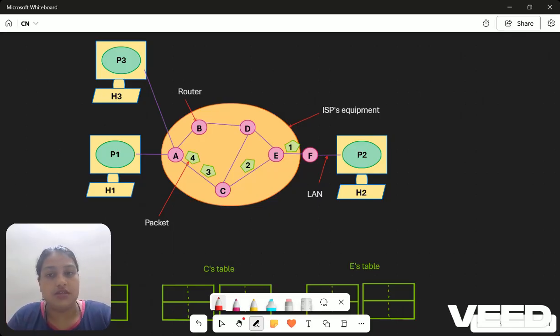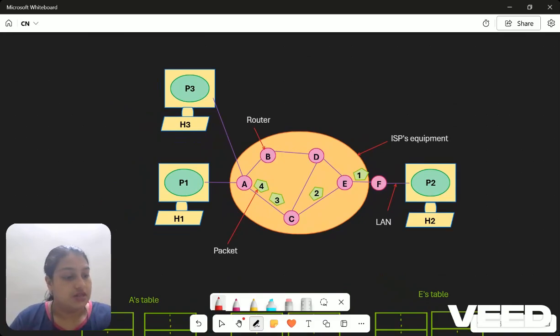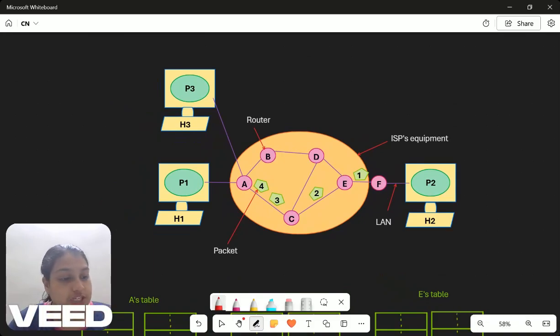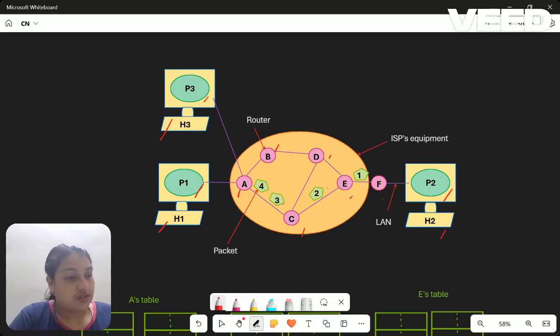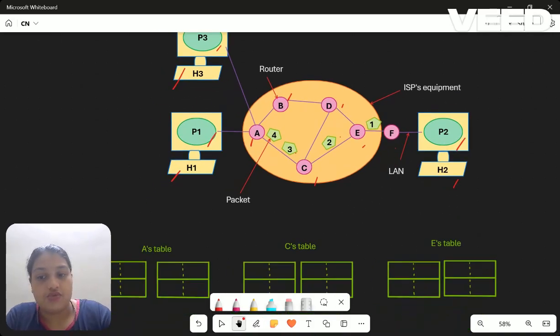So this is a router. This figure shows routing within a virtual circuit network. Here you can see we have extra hosts: host H1, host H2, and host H3. Inside each of the hosts we have processes P1, P2, and P3. The routers are the same, A, B, C, D, E, and F. And then we have packets 1, 2, 3, 4 inside the ISP's equipment. So how is it working over here?